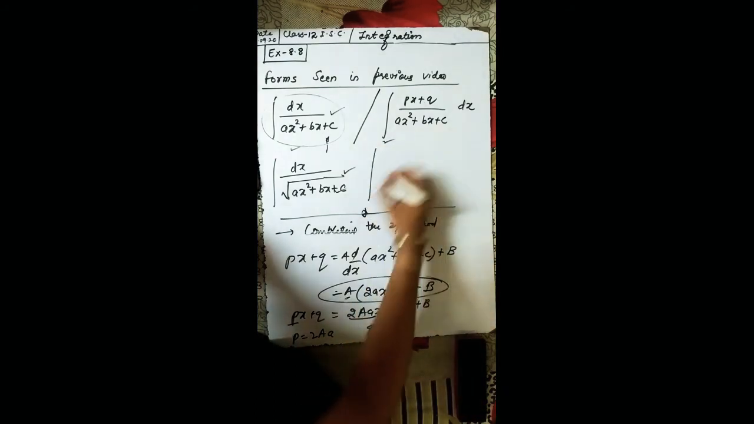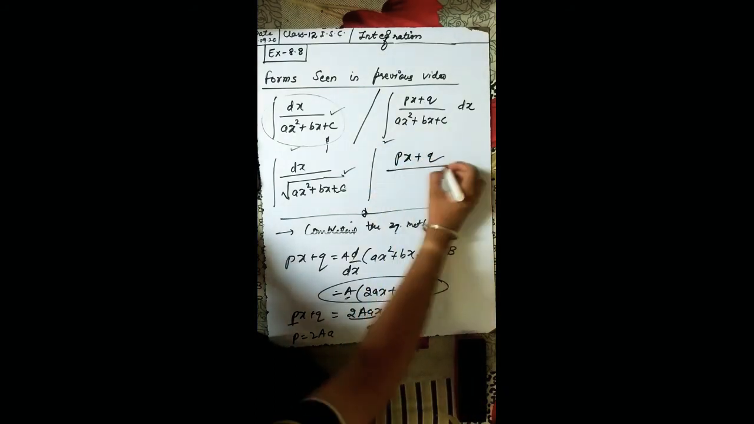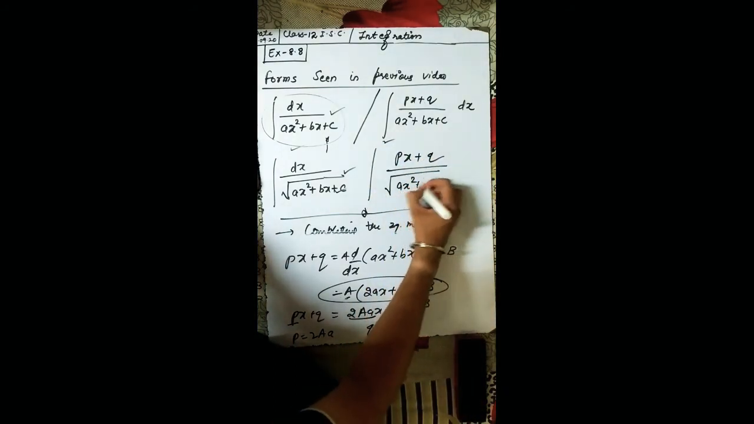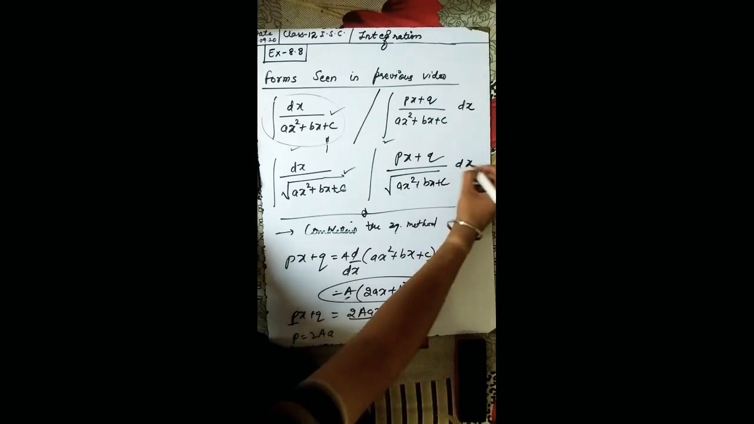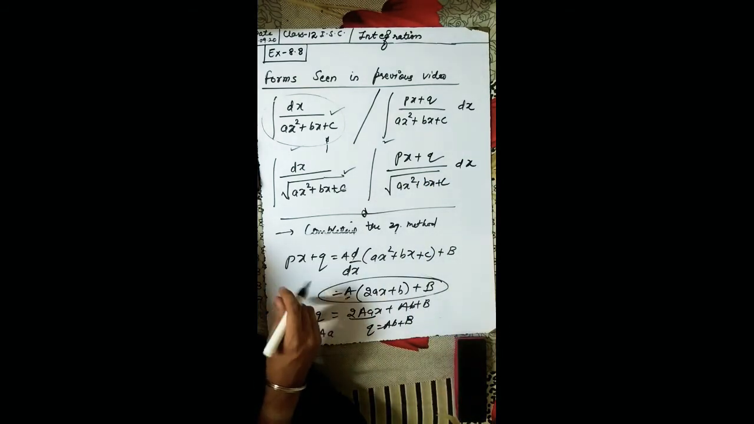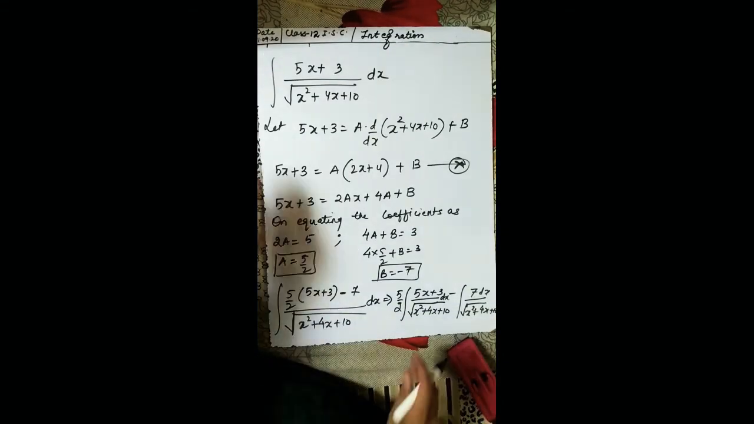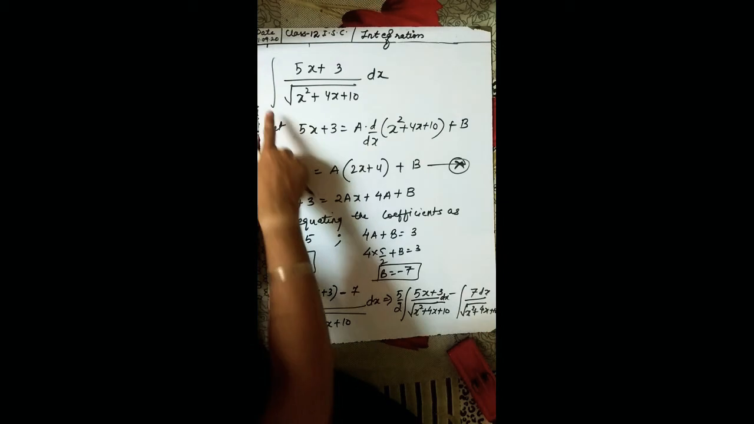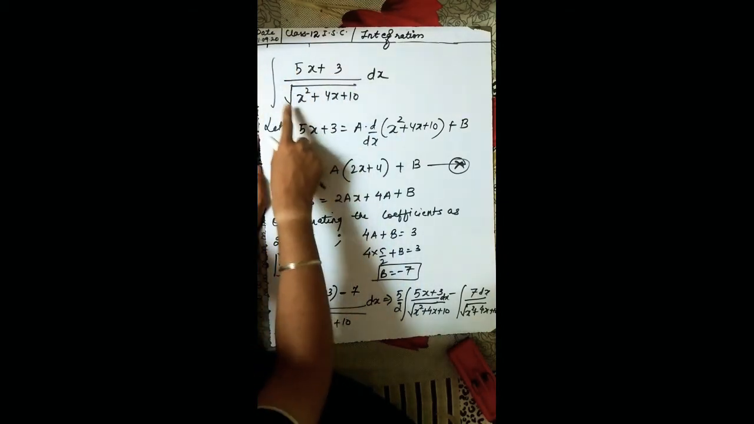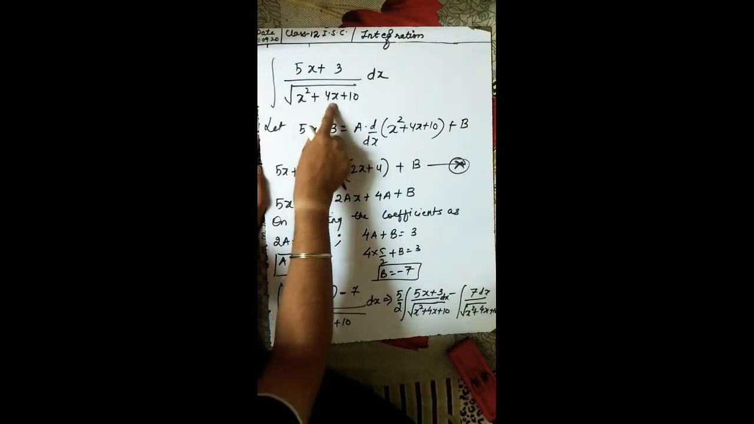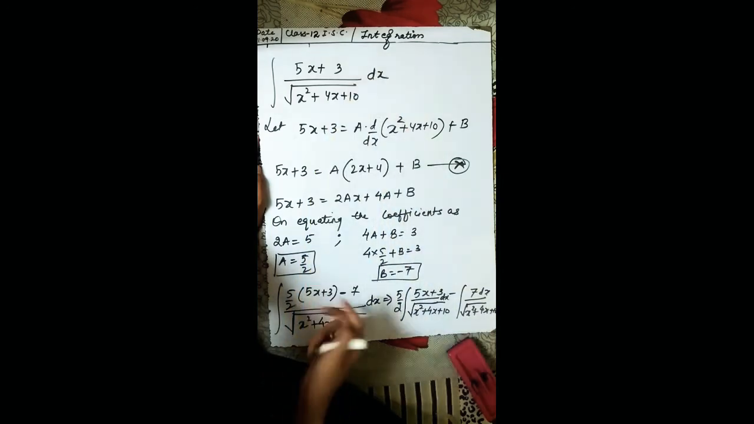Now we are going to head to this topic where it says integration of px plus q upon under root ax square plus bx plus c dx. Alright, so let's see this form. Let us see one question of it. Integration of 5x plus 3 upon under root x square plus 4x plus 10 dx.